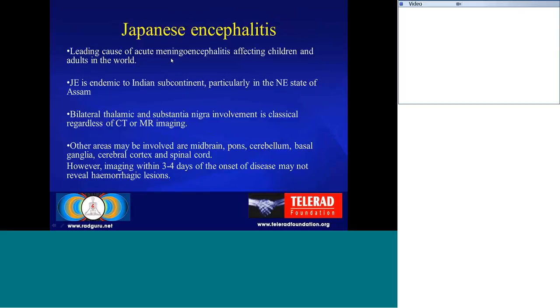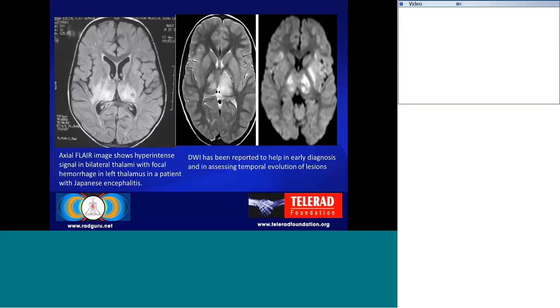So Japanese encephalitis is the leading cause of acute meningoencephalitis affecting children and adults in the world. So Japanese encephalitis is endemic in the Indian subcontinent, particularly the northeast states of Assam. And bilateral thalamic and substantia nigra involvement of the midbrain is classical regardless of CT or MR imaging. The other areas may also be involved, like midbrain, pons, cerebellum, basal ganglia, cerebral cortex, spinal cord, and imaging within 3 days may not reveal hemorrhagic lesions. So always, I've already told, the MRI should be repeated after 1 week, 2 weeks to see whether the disease is progressing or there's regression of lesions.